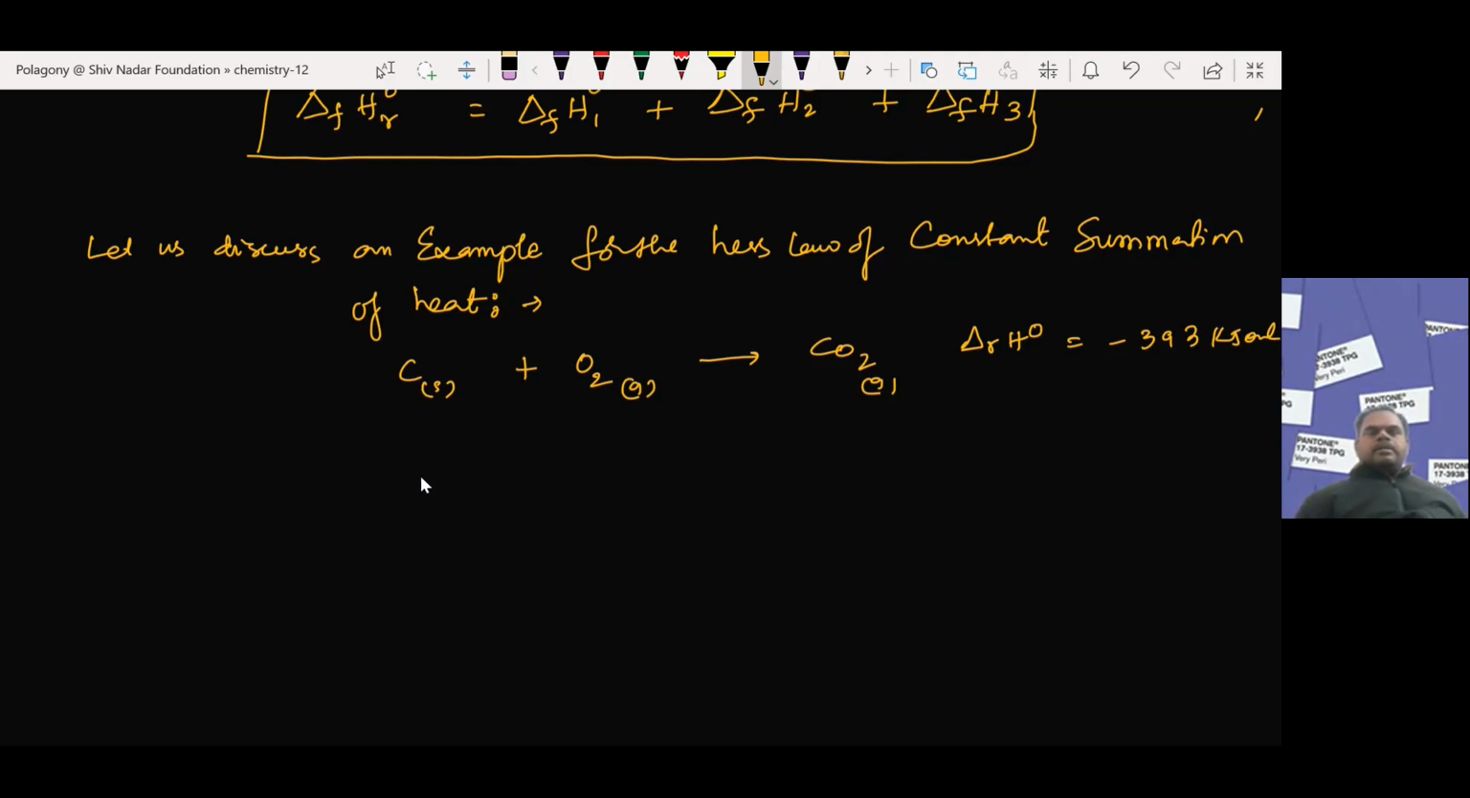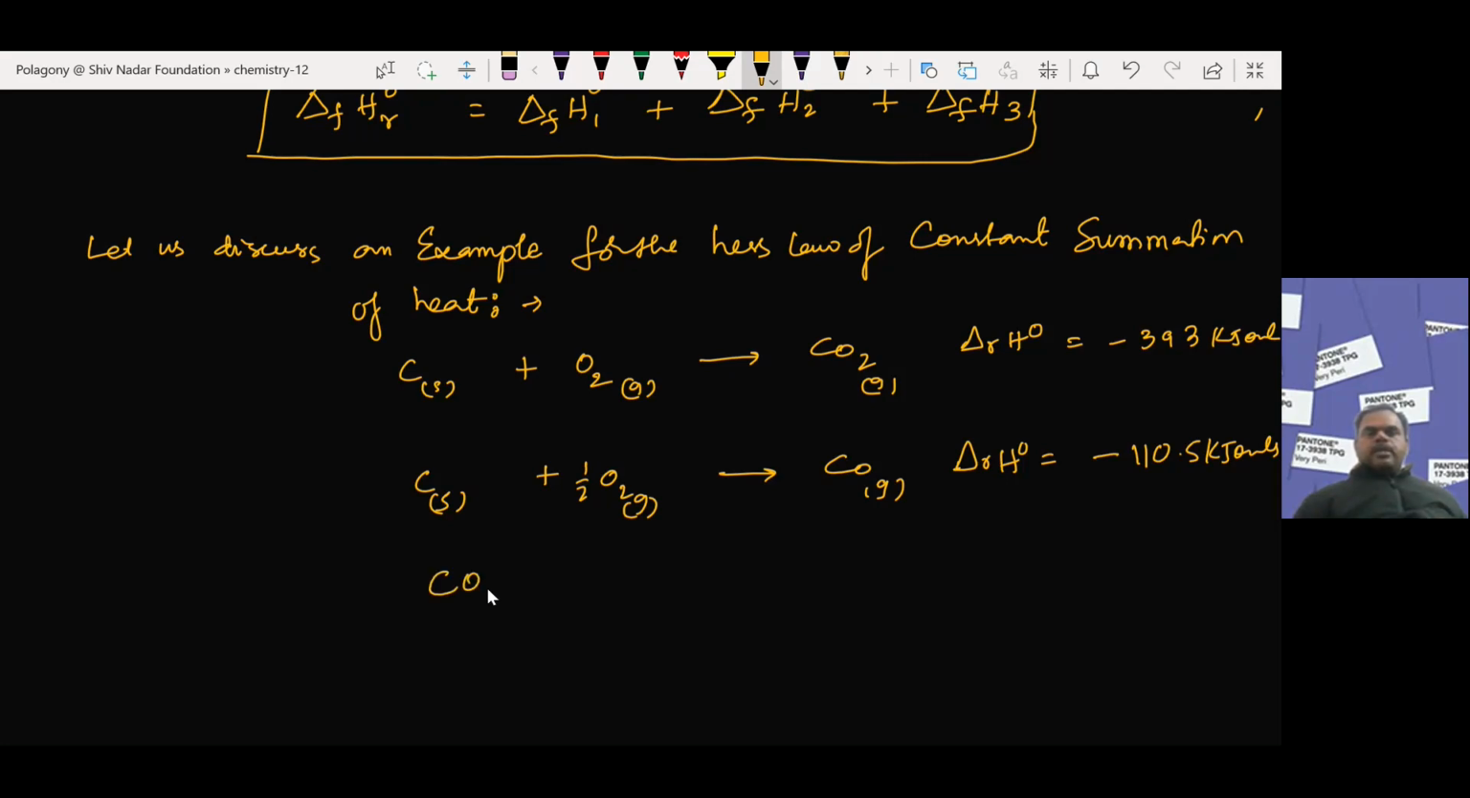So this same reaction can be carried out when solid carbon combines with oxygen gas. In the first step, it can produce carbon monoxide gas. Then the reaction enthalpy change will be equal to minus 110.5 kilojoules.